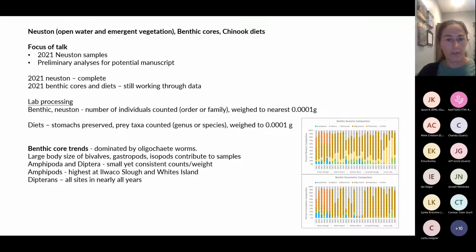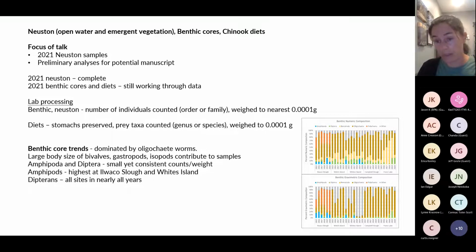So I thought I would give a brief summary of benthic data because I mostly will not focus on benthic data today. The trends have remained pretty stable throughout the years, in that benthic core samples are dominated by oligochaete worms, and the large body size of bivalves, gastropods, and isopods also contribute to the samples.